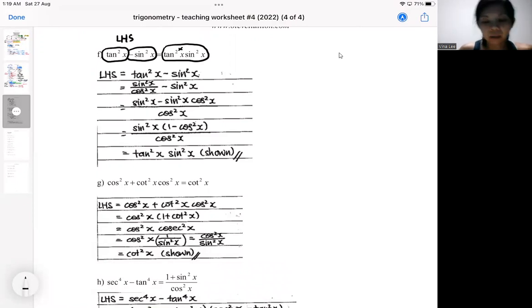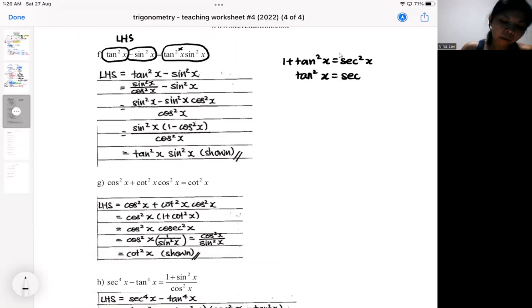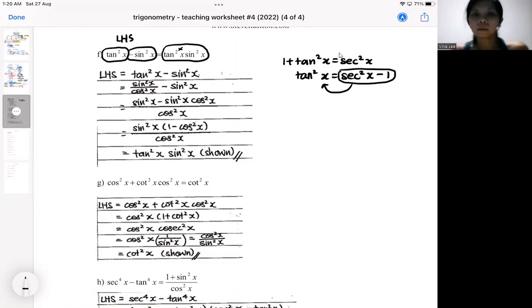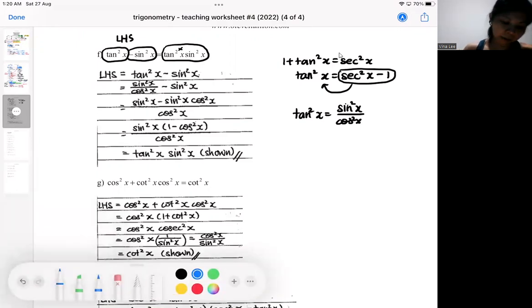When you start from the left side, some of you might be thinking of this formula. If you thought of this formula, you might want to use secant square minus 1 for tangent square. You're not wrong to think about that, but then you find that it doesn't lead you anywhere. So actually for this one, the formula comes from tangent x equal to sine x over cosine x, and you go and square each of them. So that is the first formula here.